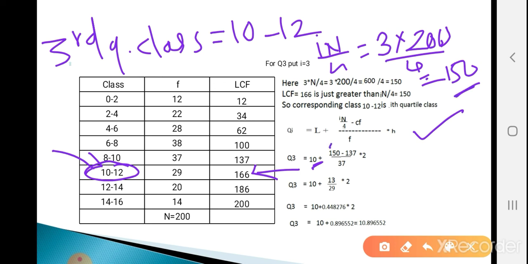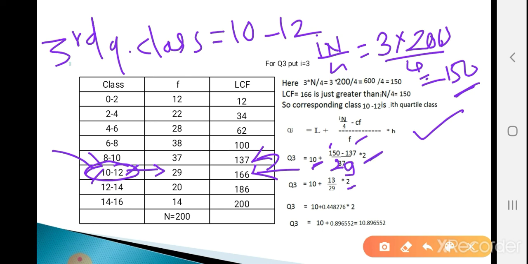What is CF? CF is the LCF value before the quartile class. So here the CF value is 137. What is F? F is the frequency of that class, that means the quartile class. What is the frequency of that class? It is 29. So the F value is 29, into H. H is the class width of the quartile class. The class width is calculated as upper limit minus lower limit. So 12 minus 10 is 2. So the H value is 2.